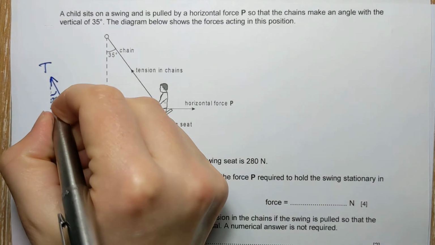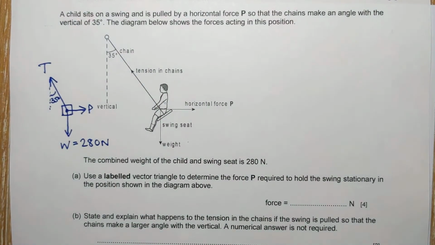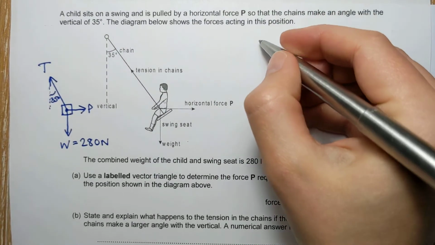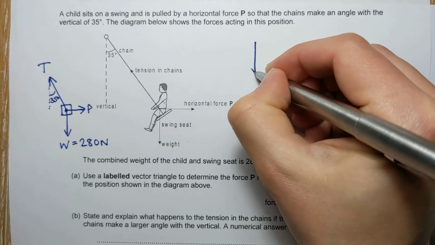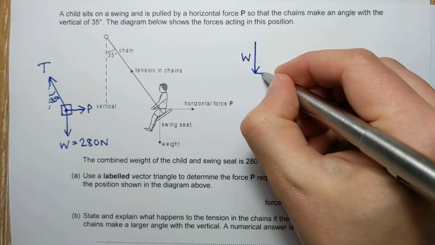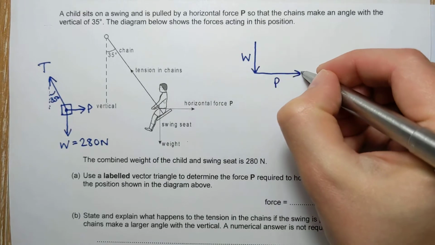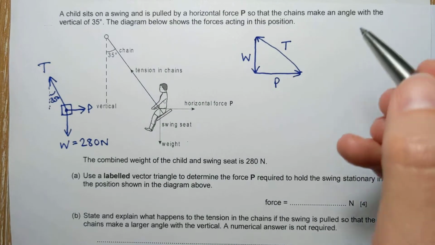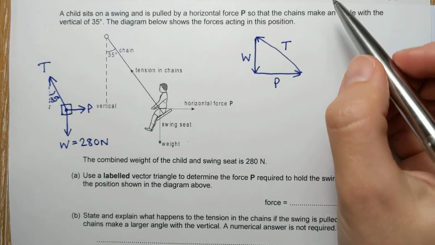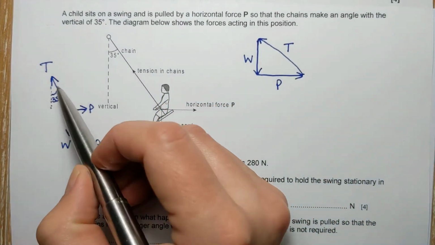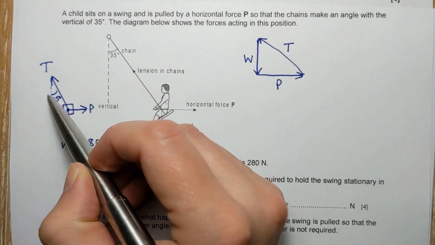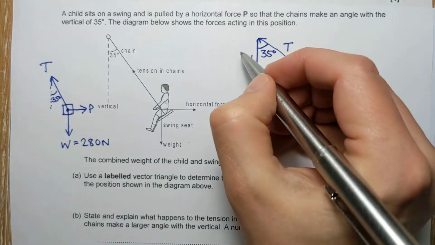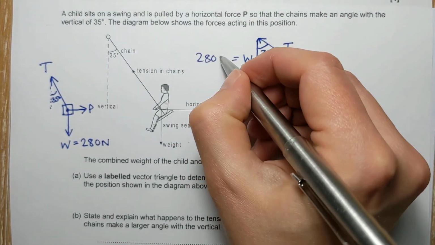And that angle there is 35 degrees. Okay, I'm just going with algebra this time. If you've done a scale diagram, that's brilliant, but I'm just going to go with algebra this time. So I'm going to do W plus P plus the tension must add up to 0, so I'm going to get a triangle. I know that now. Then let's get this right. So that angle there to the vertical, that's the one that's 35 degrees. And W is 280 newtons.